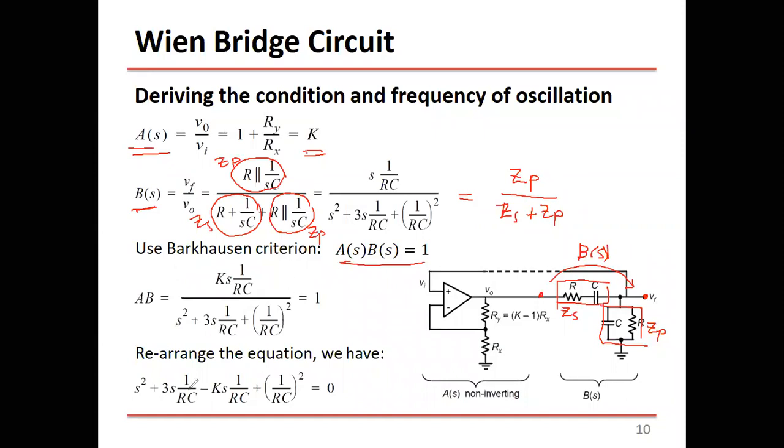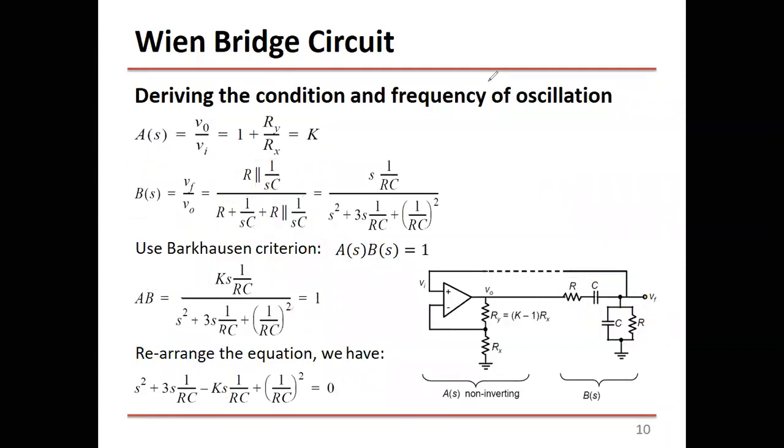this equation here. S squared plus 3S divided by RC minus K times S divided by RC plus 1 over RC squared equals 0. Okay, and from this equation, we're going to find the conditions for oscillation. So if you have values of S, which is j omega, by the way, don't forget that S is j omega, so values of j omega or omega that makes this 0, at this value this circuit will oscillate. So let's see what these conditions are.